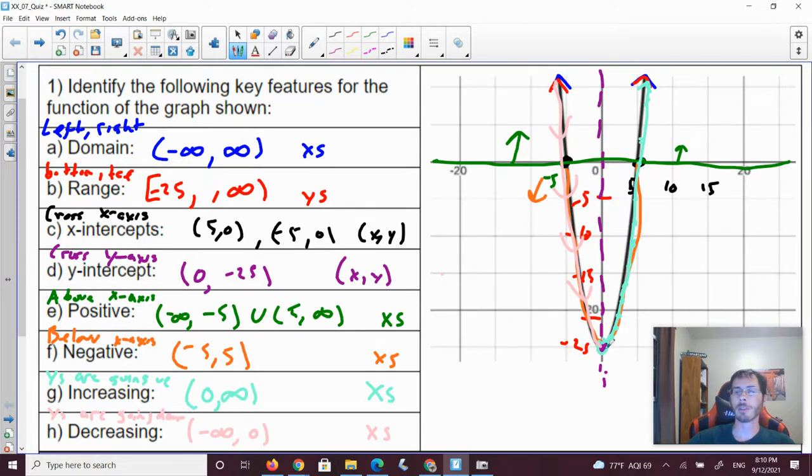So when we get down here at the vertex, it's neither going up nor going down. We don't really know, because here it's going down and here it's going up. And that's why we've got the parentheses with the zeros. All right.